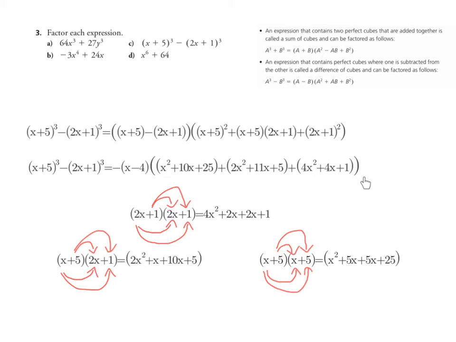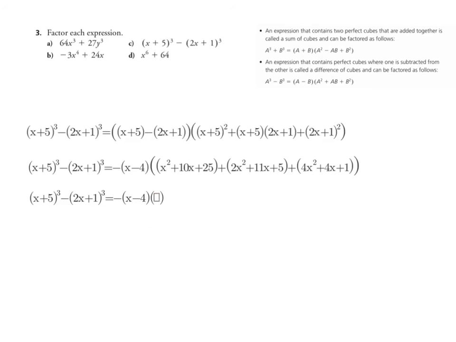Now you got to put all this stuff together. We have an x squared, a 2x squared, and a 4x squared. I guess that gives you 7x squared. Got a 10x, an 11x, that's 21. 25x, you got a 25, 5, that's 30, and 31. And as usual, this does not factor.